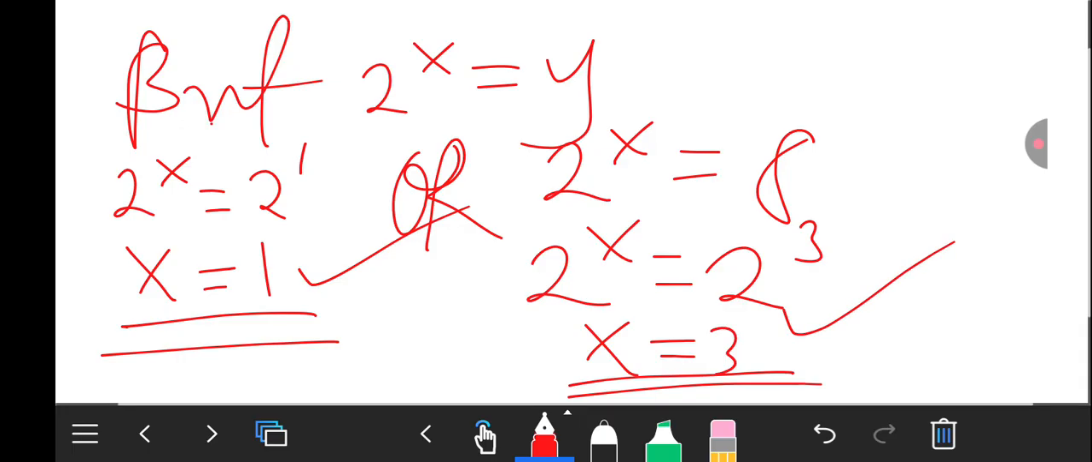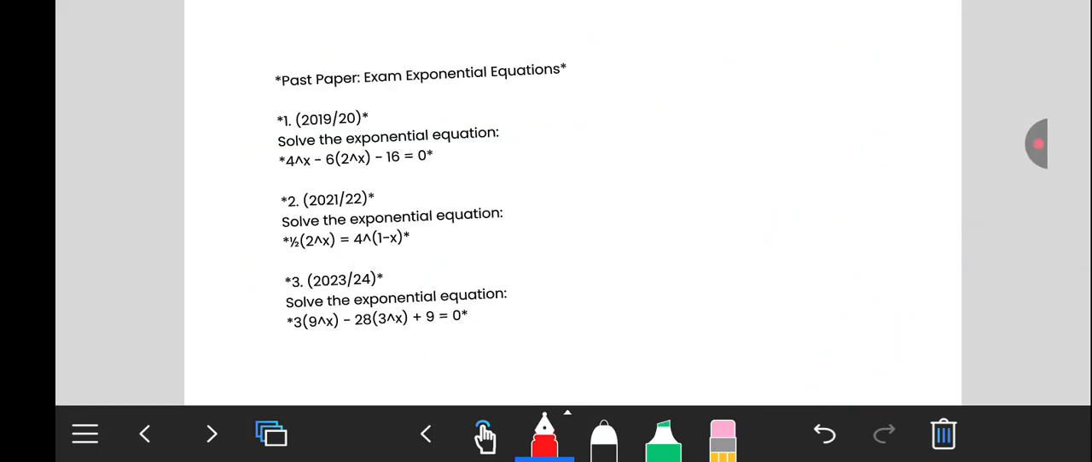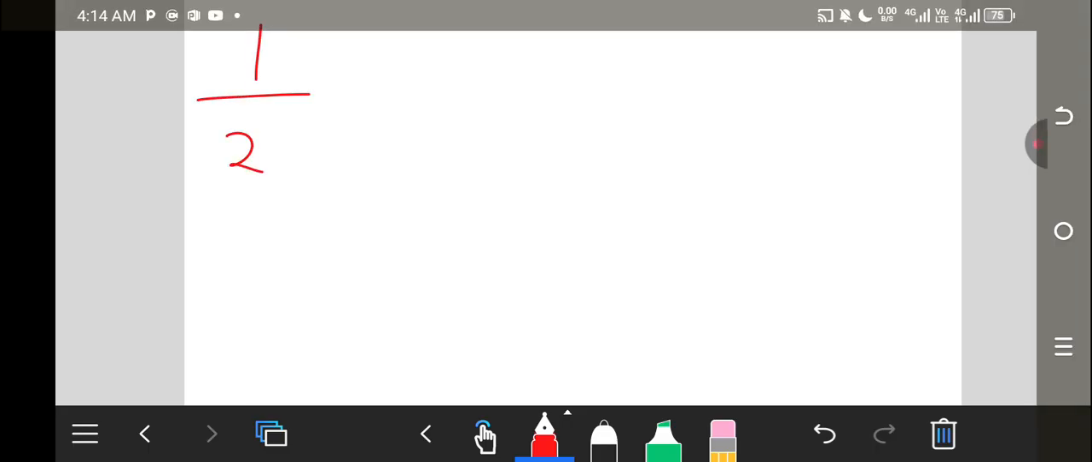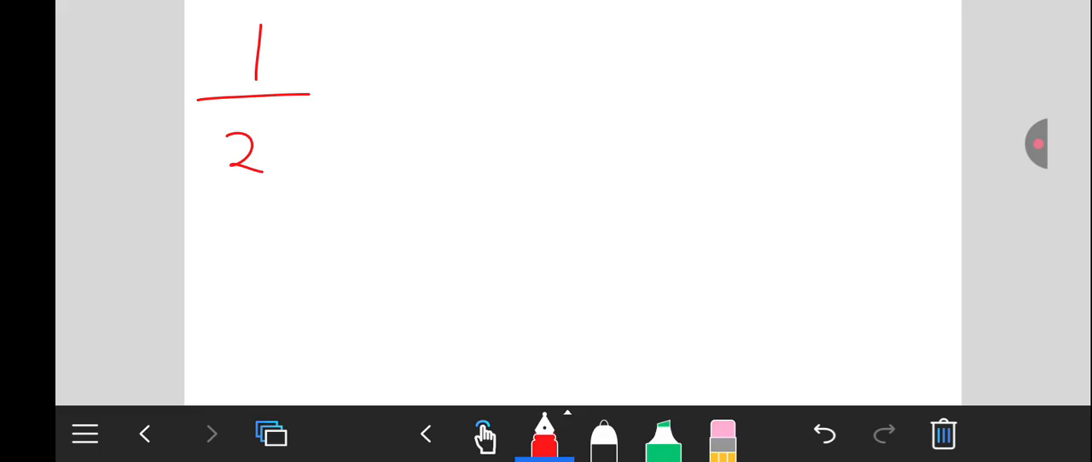Now let's move on to the next question. The next question is from the 2021-2022 exam, that should be math 1120. Solve the exponential equation: open brackets 2 to the power x is equal to 4 to the power 1 minus x. Okay. So the question we have is 1 over 2.